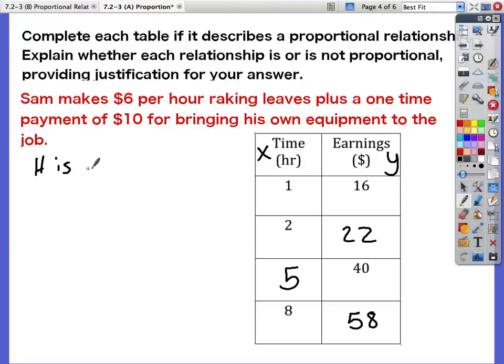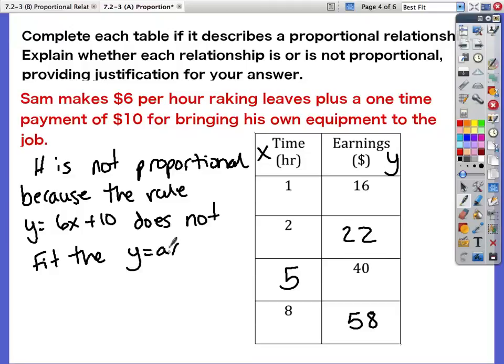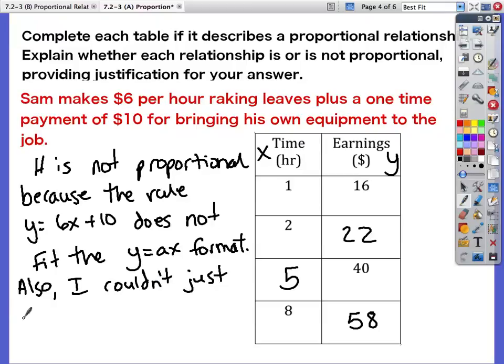It is not proportional because, don't forget that word because. Sorry about my sloppy handwriting. Because the rule y equals 6x plus 10 does not fit the y equals ax format. Also, I couldn't just divide to solve for x.